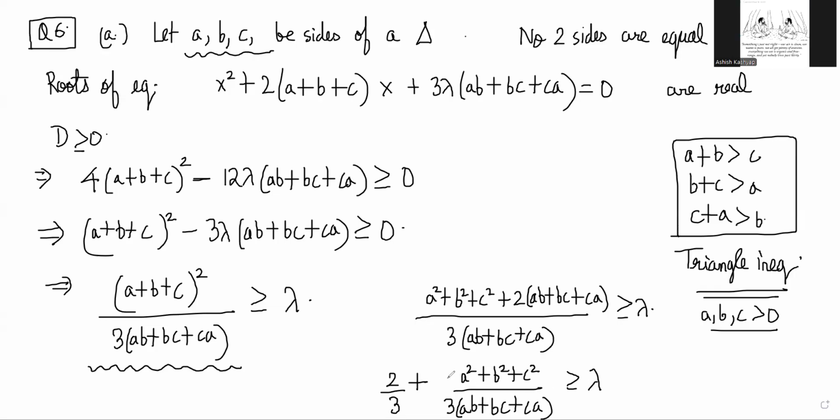So this something is positive. We have to estimate it, but we anyway know that lambda is less than or equal to 2/3 plus something positive. हाँ. अच्छा.